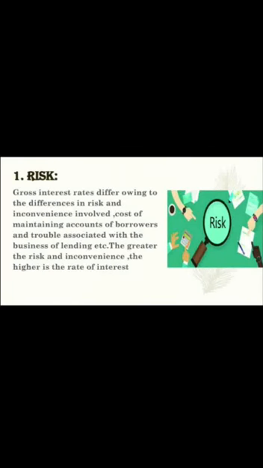First point, gross interest rates differ owing to the differences in the risk and inconvenience involved, cost of maintaining accounts of borrowers, and trouble associated with the business of lending, etc. The greater the risk and inconvenience, the higher is the rate of interest. When there is risk and inconvenience involved, there will be differences in interest rate. And also, the cost of maintaining accounts of borrowers is associated with the business. In this case, the rate of interest will differ because if there is a high rate of interest, the risk and inconvenience will also be greater.